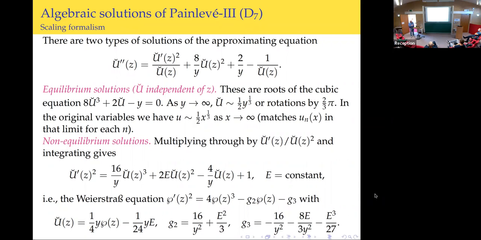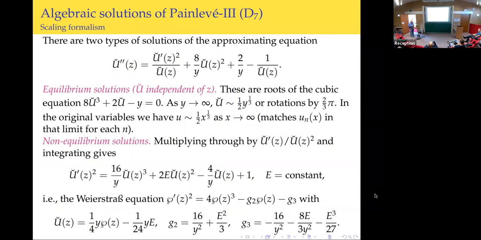They're really just constants. They depend on y through solving this cubic. And then there are non-equilibrium solutions. For those, I'm going to multiply by an integrating factor that's not 0, because it's not a constant solution. When I integrate the resulting equation, I pick up an integration constant E, and I can write it in first order form like this. So u breve prime squared is equal to a cubic polynomial in u breve, with some coefficients that are constants. And this is really just the Weierstrass equation in disguise.